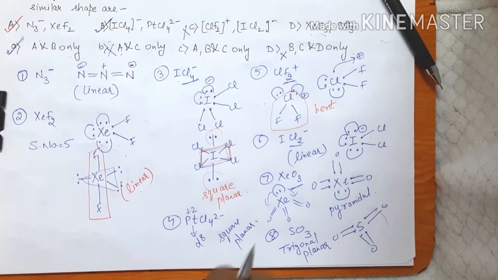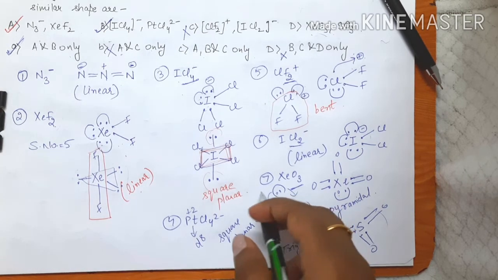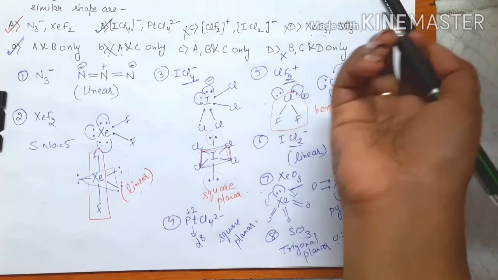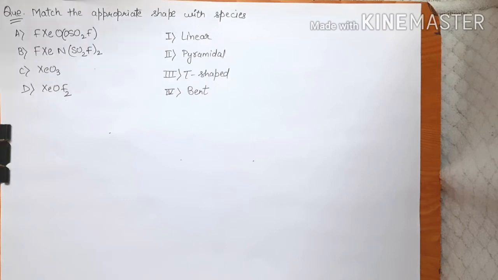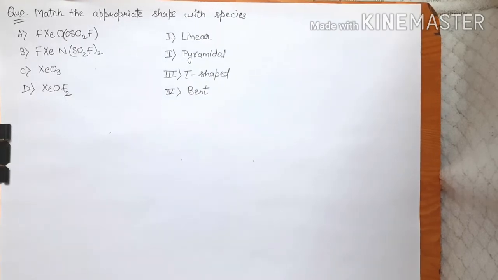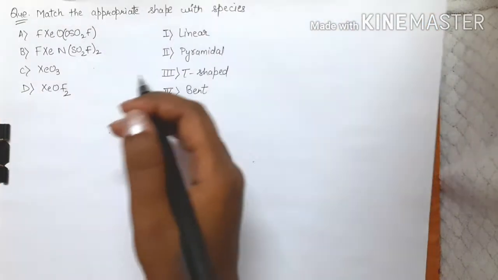So XeO3 and SO3 both are having different structures, so this is not going to be in the answer that we actually know. So this is all about the first question. Now we are going to discuss the second question. Now this is the second question which we are going to discuss.